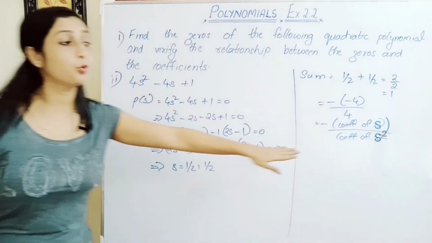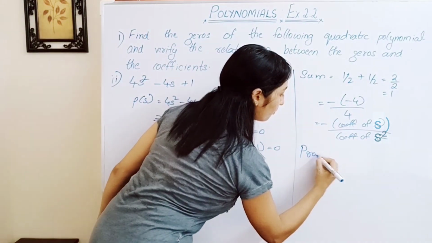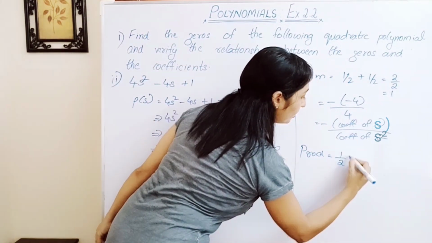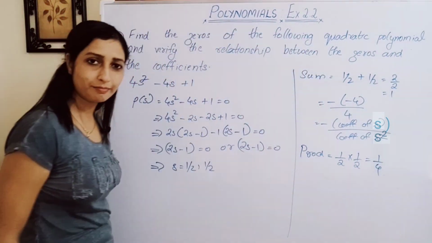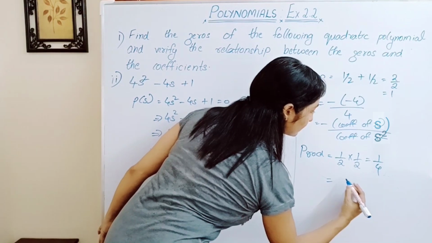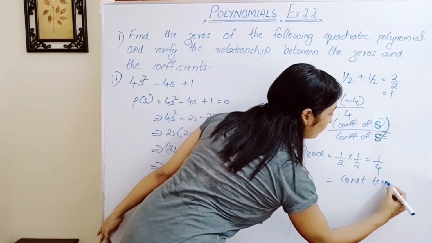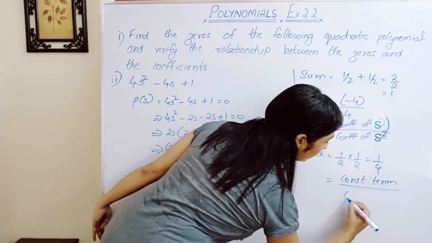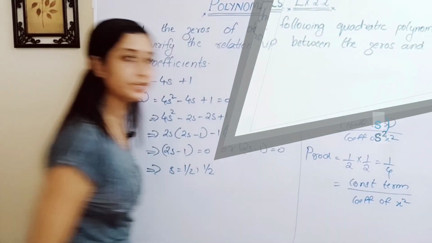So now next, what do you find? You find the product. So what is our product? Product is equal to 1 by 2 into 1 by 2, which is equal to 1 by 4, which is the same as the constant term of the given polynomial by the coefficient of x square.